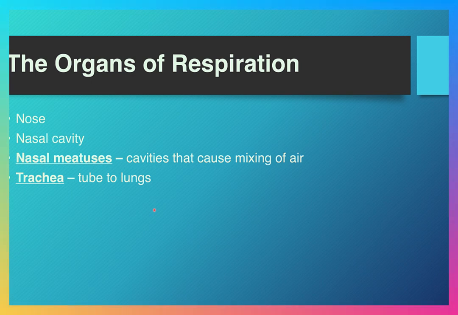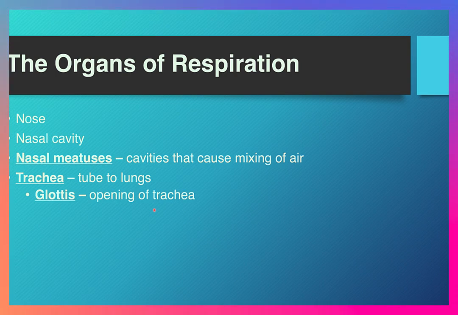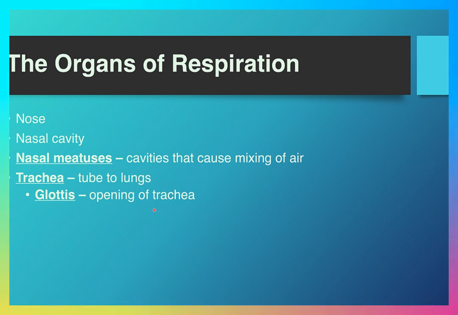Then the air moves down into the lung, first moving to the tube called the trachea. The trachea is the single solid tube that's in the middle of your throat. And the opening of the trachea is called the glottis. Remember the epiglottis, when we were talking about the GI system, the epiglottis was important to keep food from going down into the trachea. So the glottis is where the air enters into the trachea.